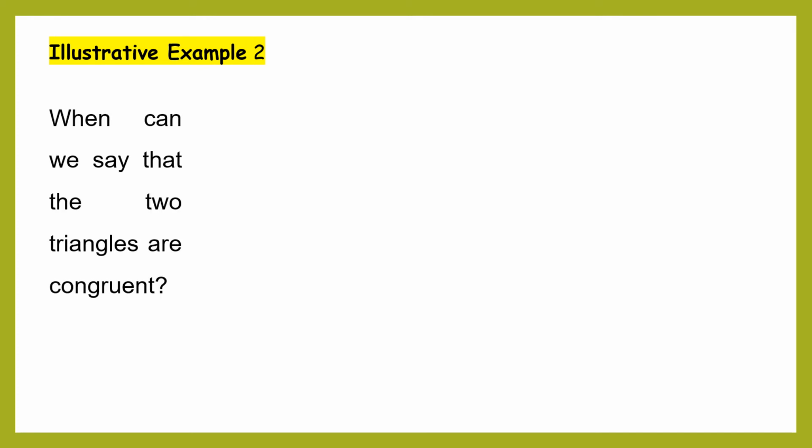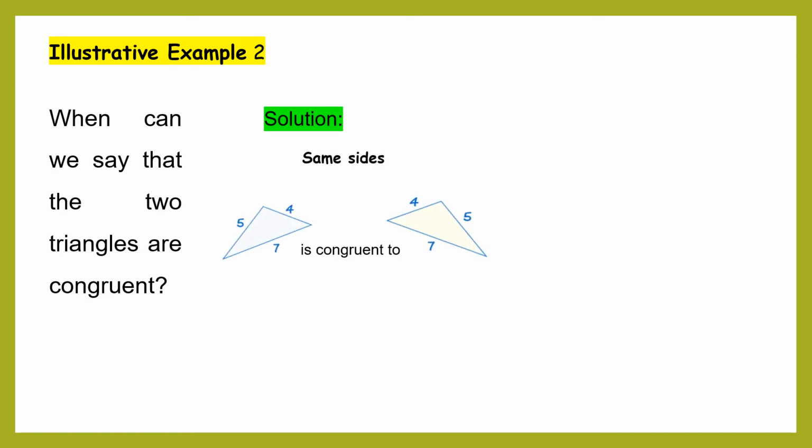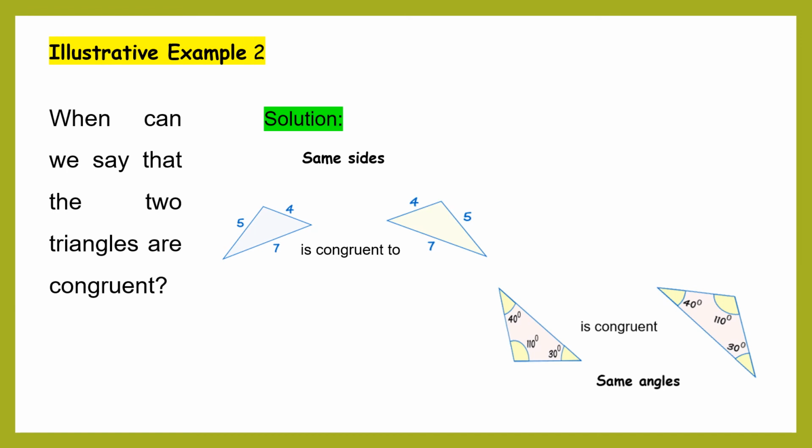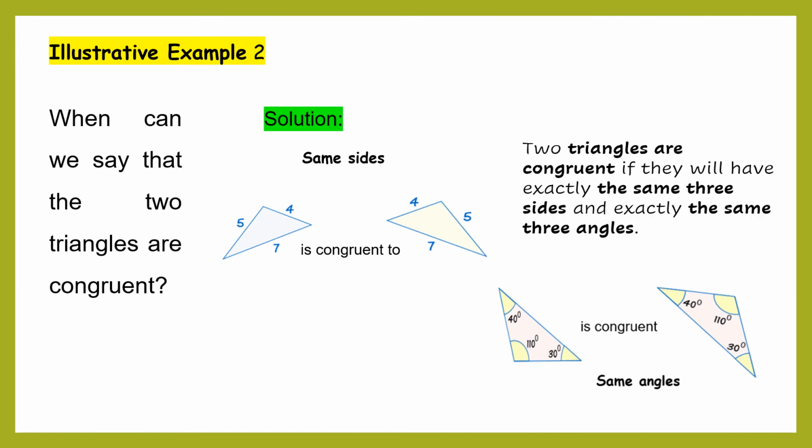Let's have illustrative example 2. When can we say that the two triangles are congruent? Our solution will be: the two triangles are congruent if they have the same sides and the same angles. When we say same sides, the corresponding sides have the same measure. And for the angles, the corresponding angles have the same measures. Therefore, the two triangles are congruent if they will have exactly the same three sides and exactly the same three angles.